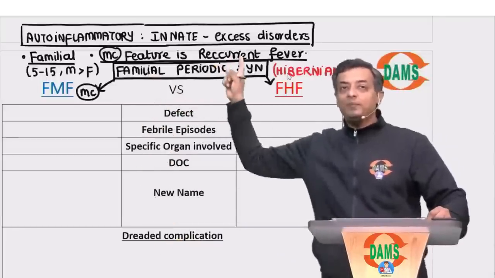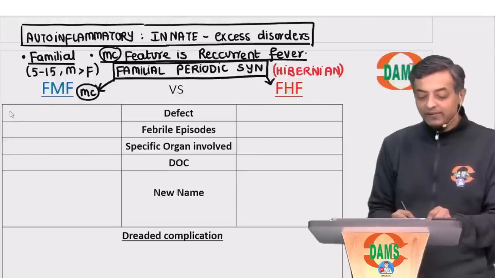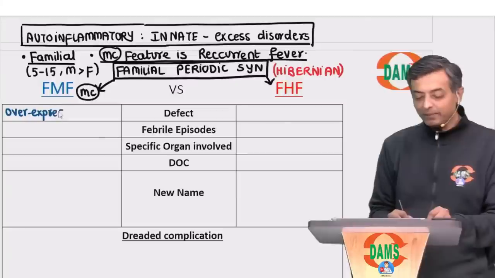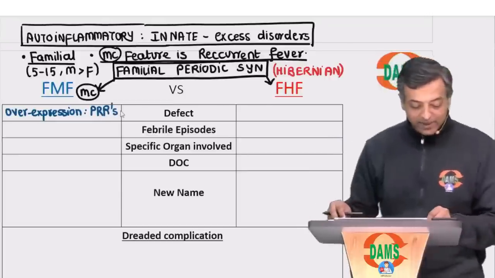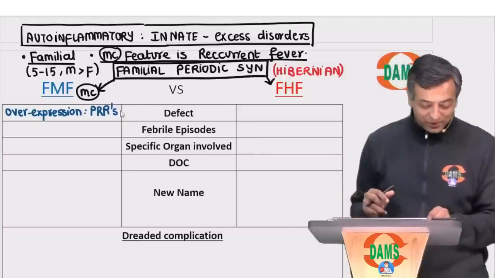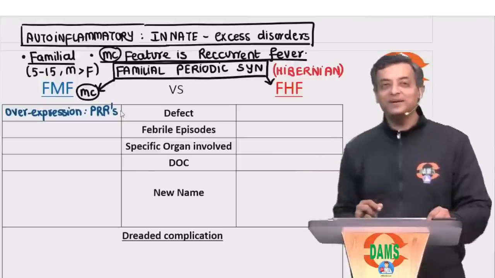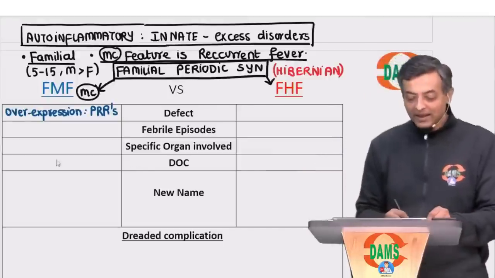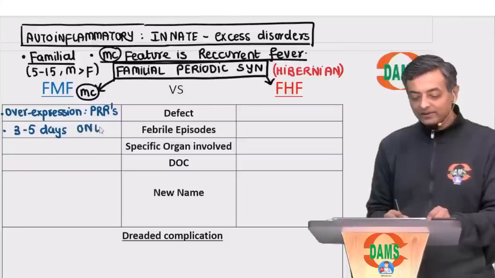Young boy, repeated fever. Where is the defect? The defect is in the inflammasome protein. There is overexpression of the PRR, that is, pattern recognizing receptor. The febrile episode lasts for only 3 to 5 days.